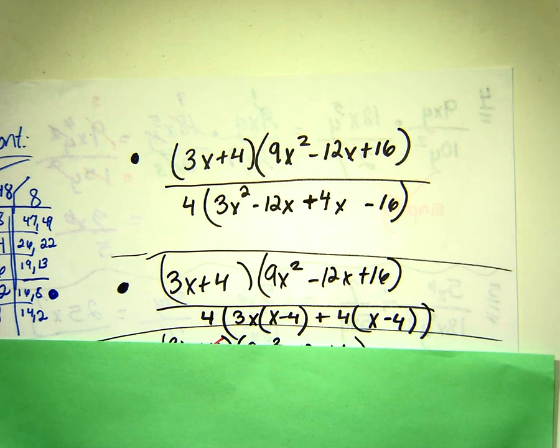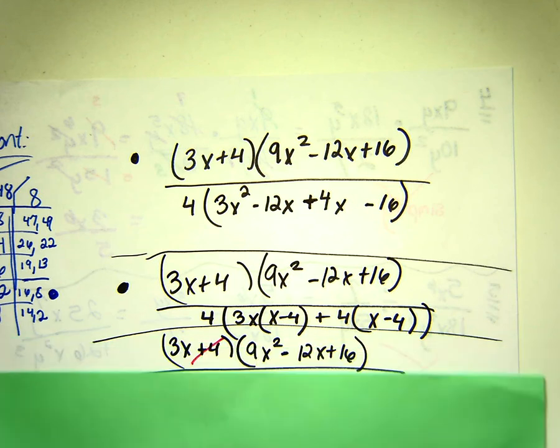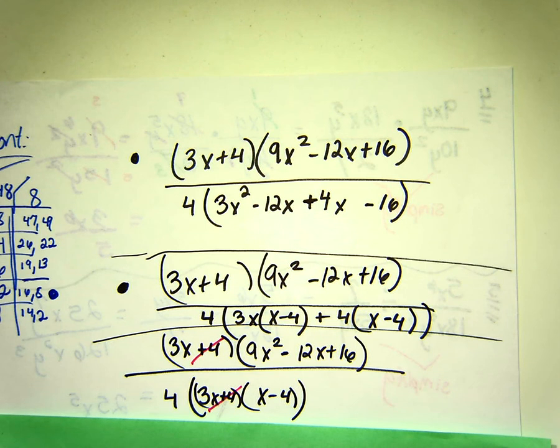Looking at these two, you can factor out a 4, so that's what it is. But notice how you got an x minus 4 right here, and an x minus 4 right here. Notice what's on the outside: 3x plus 4. So with your numerator, you have 3x plus 4 times 9x squared minus 12x plus 16. For your denominator, your 4 is still on the outside, but once we simplified it, we got 3x plus 4 times x minus 4. Remember this part right here?